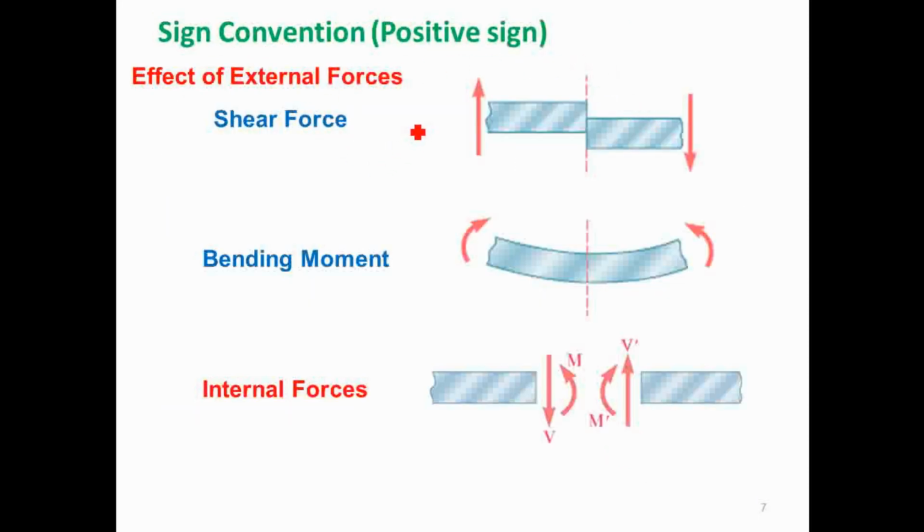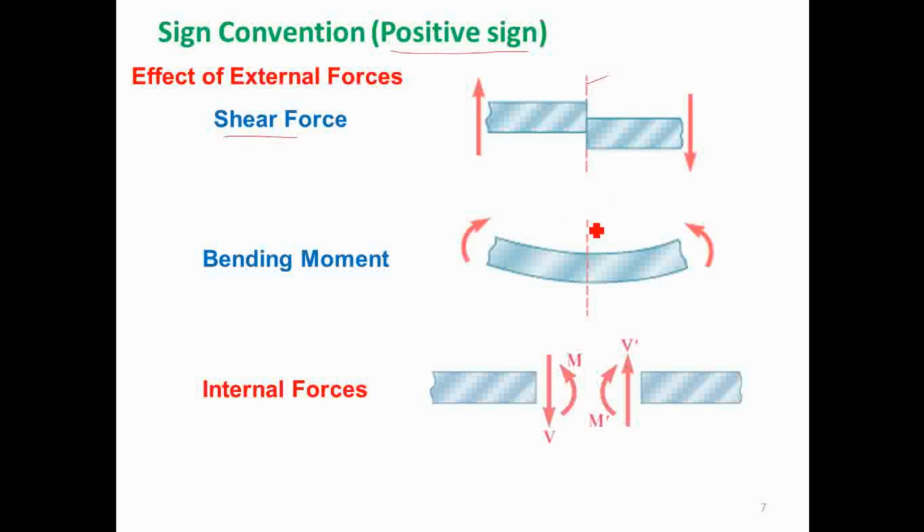Now, some sign conventions we follow in order to easily obtain shear force and bending moment. Different books follow different sign conventions. We are following a positive sign convention, so the opposite will be negative. For any given section, on the left hand side, upward forces are considered positive for shear force. On the right hand side, downward forces are considered positive.